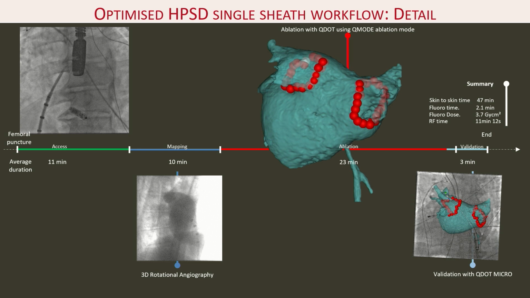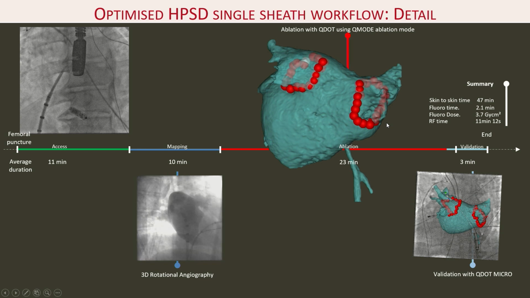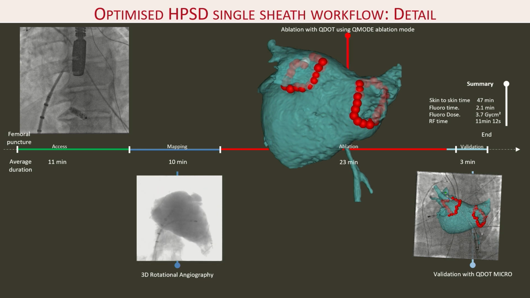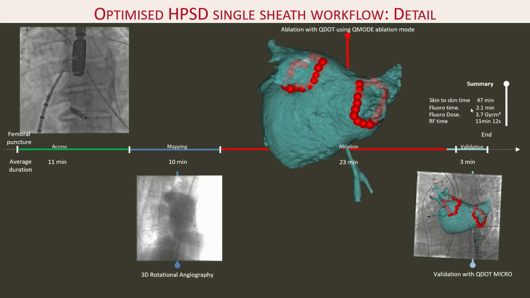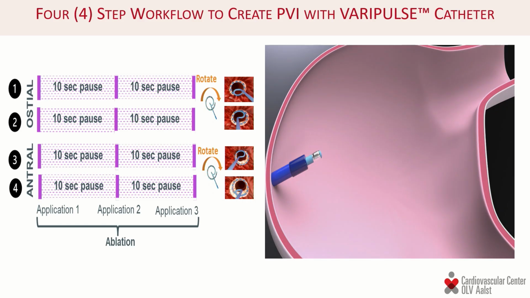So we have a single transeptal puncture. Through the single transeptal puncture, we make a rotation angio. From the rotation angio, we make a 3D model, and with the 3D model, we ablate. Typical skin-to-skin for paroxysmal atrial fibrillation, as you see in this slide, is less than 1 hour, 50 minutes, give or take.